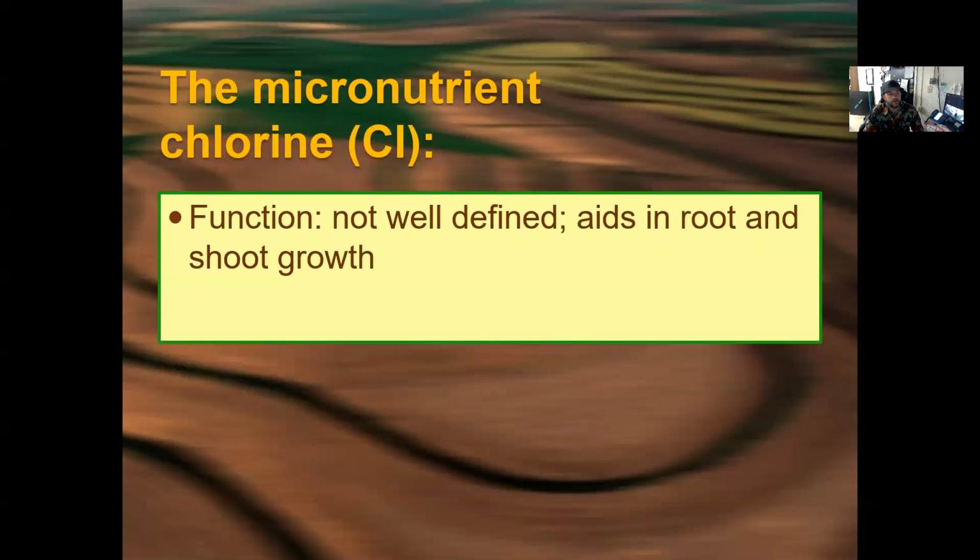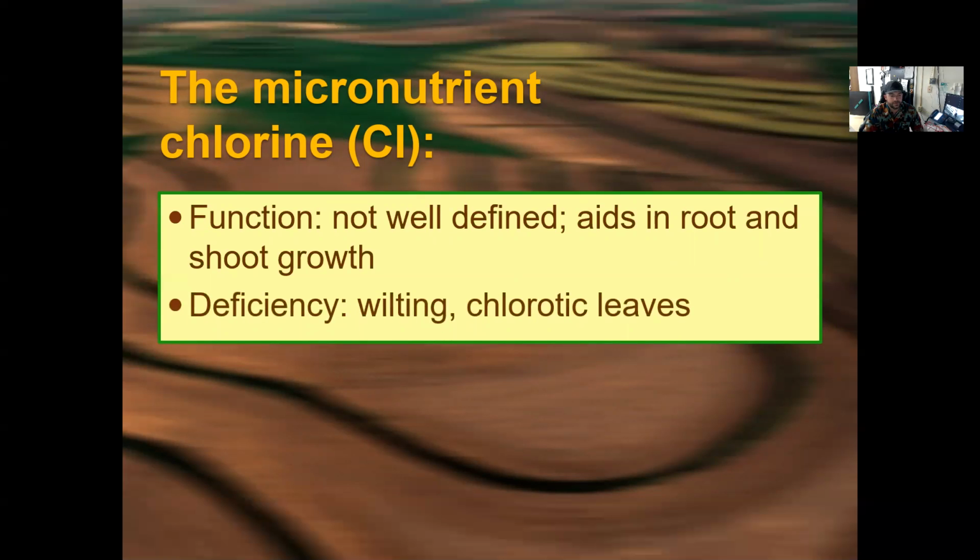So chlorine, it's not well defined what their function is. It aids in root and shoot growth. Deficiency here would be wilting and chlorotic leaves. Sometimes you may even find a whitish tint on them. You can easily mistake that for a powdery mildew. So whenever you're looking at something with white on it, make sure you look up both chlorotic leaves and powdery mildew as your first go-tos.